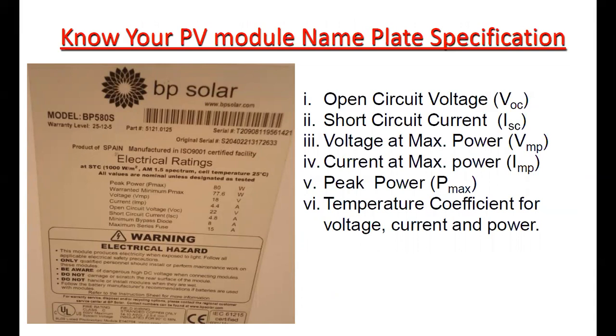So the main specifications are the peak power, the current at maximum power, the voltage at maximum power, the open circuit voltage and short circuit current. The details of the selection of the panel for a particular application will be discussed in later videos.